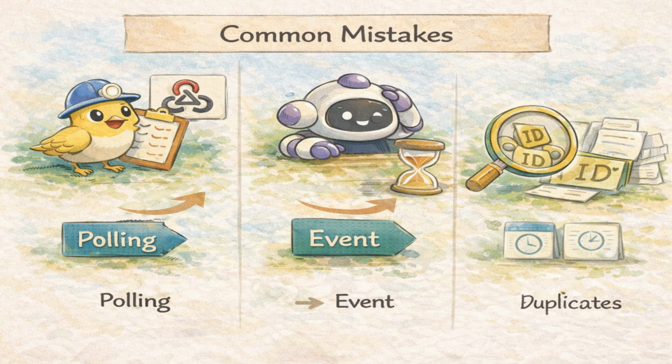Other common mistakes include choosing Event without webhook support. The fix is to switch to polling. If you are polling too often, increase the intervals or switch to Event. Always deduplicate by matching on unique IDs.